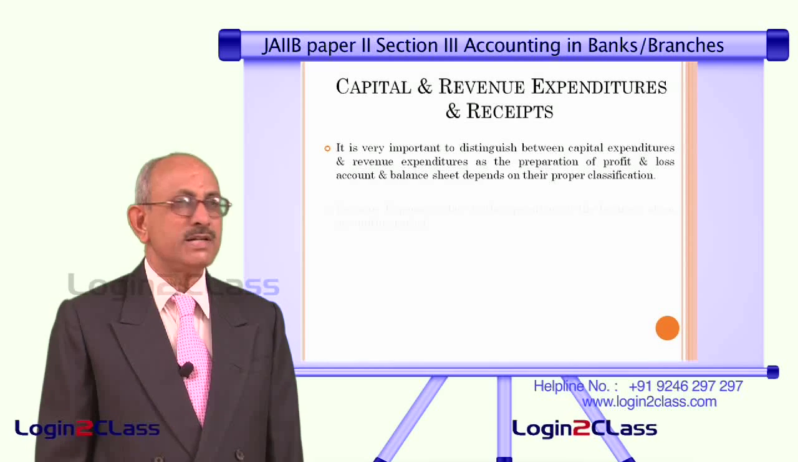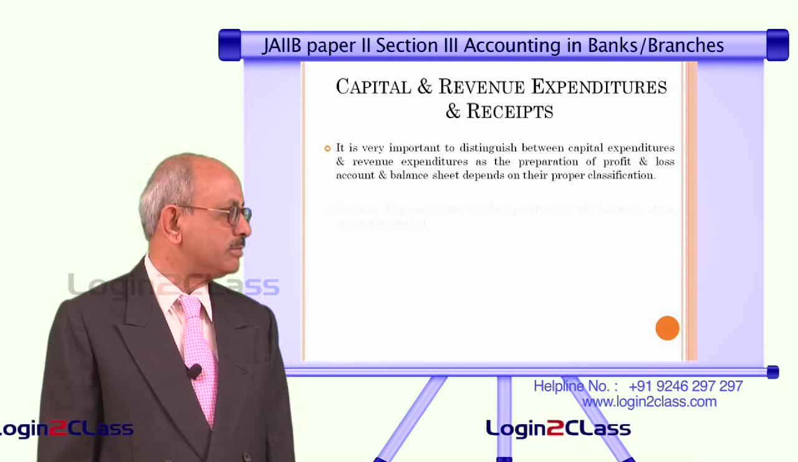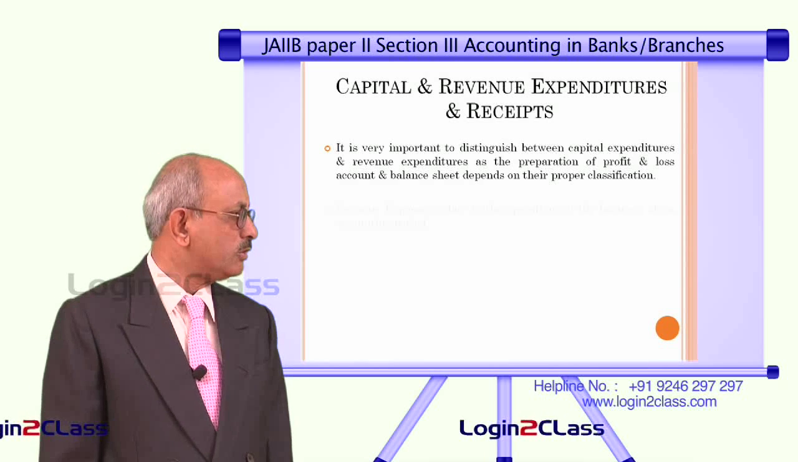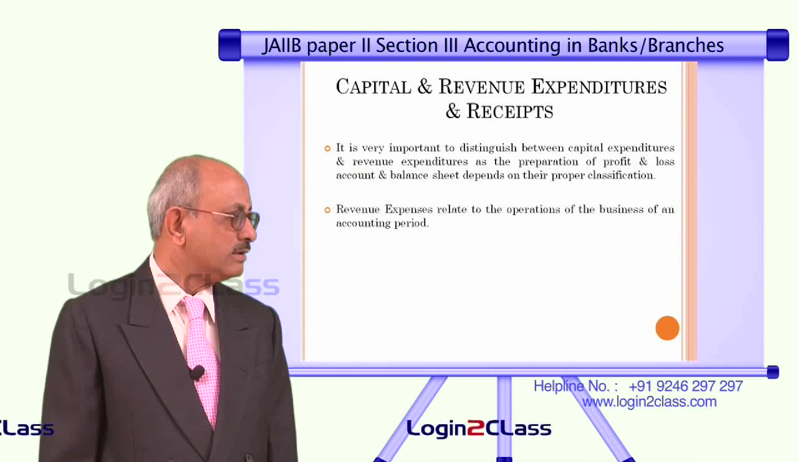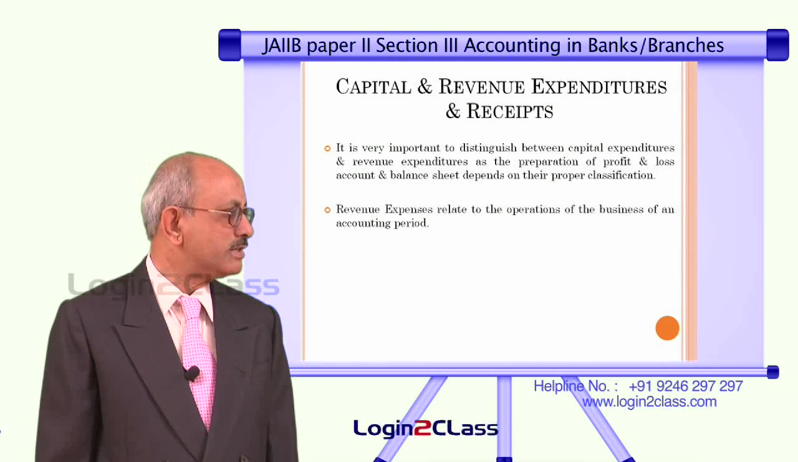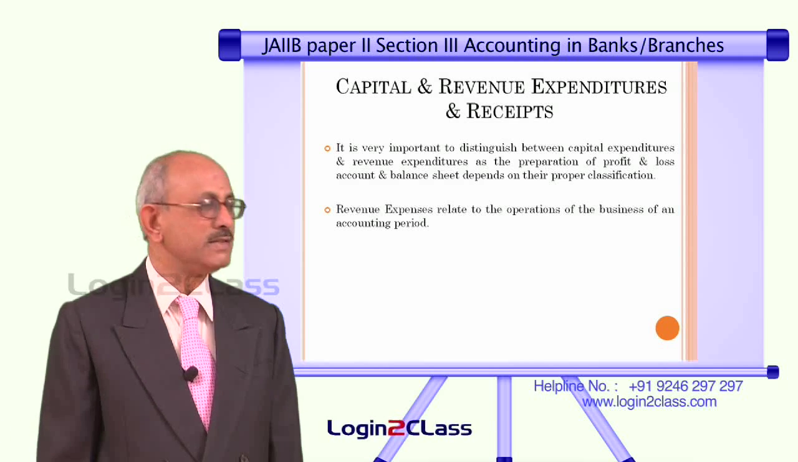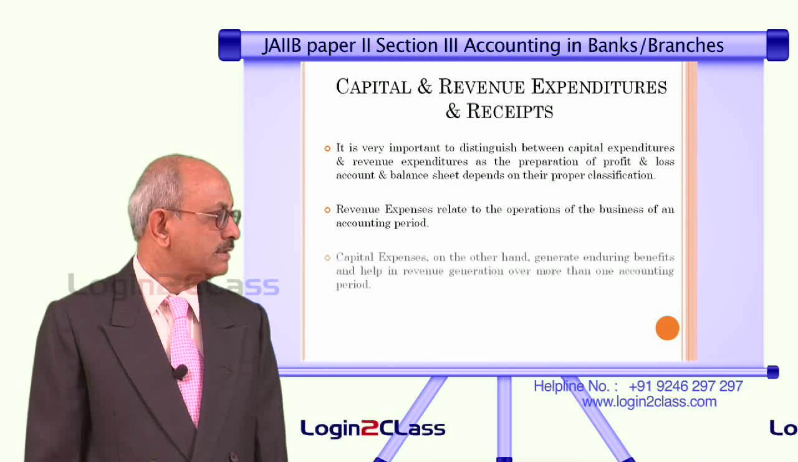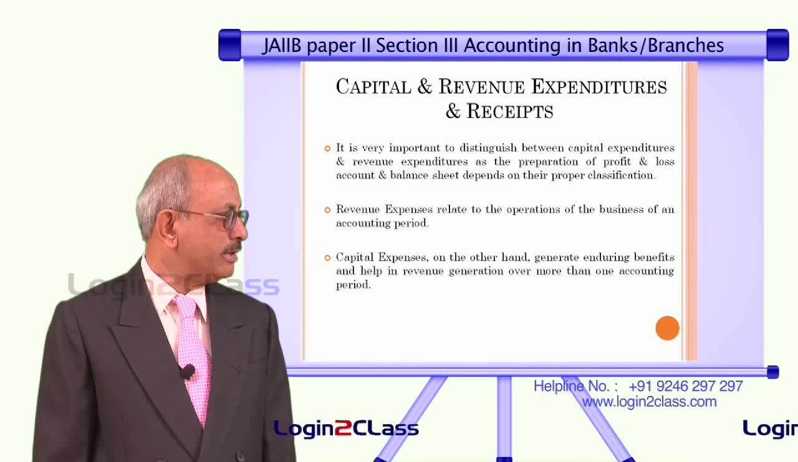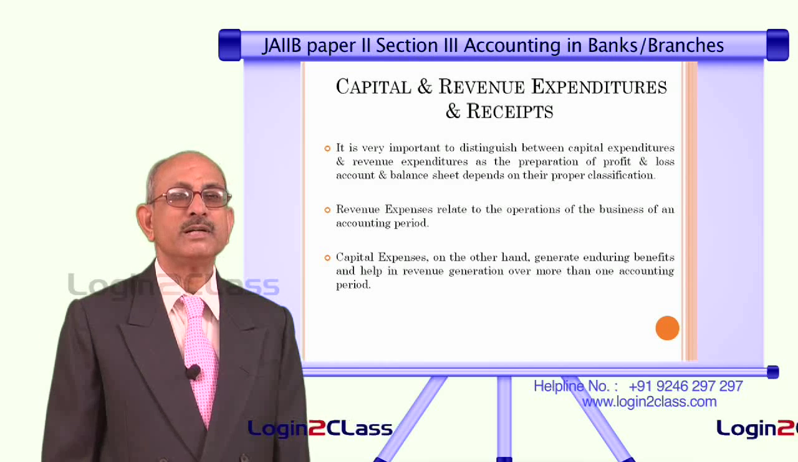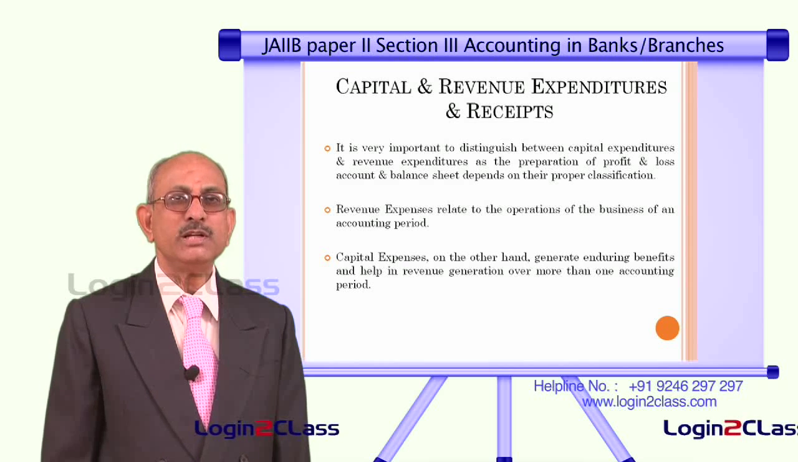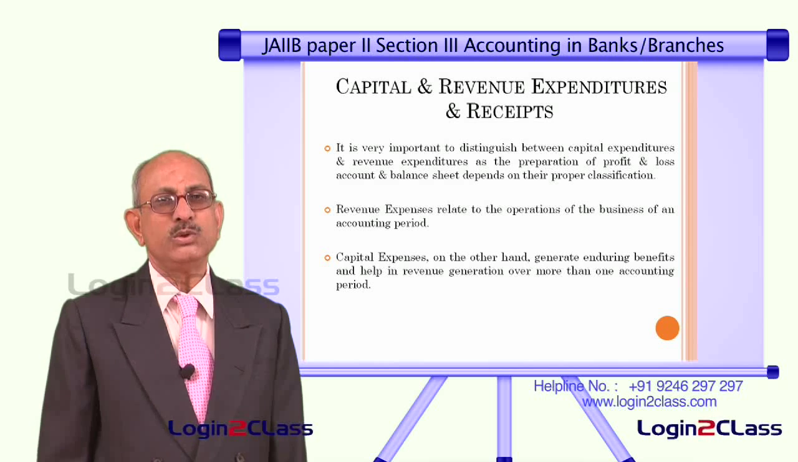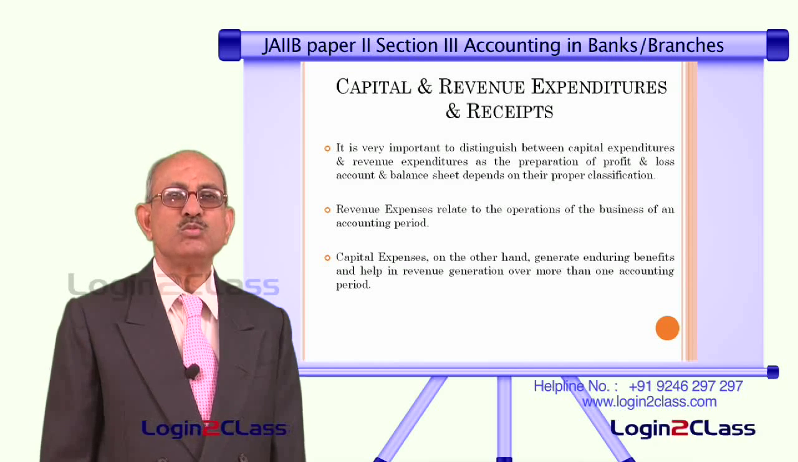So let us try to understand the meaning of revenue expenses and capital expenses. As we know, revenue expenses relate to the operations of the business of an accounting period. For example, salary paid to employees or the rent of the premises paid for that accounting period. These are all revenue expenses because they relate to the operations of the business of the entity. Capital expenses, on the other hand, generate enduring benefits and help in revenue generation over more than one accounting period. This definition is very important. A capital asset is one which generates enduring benefits. That means the benefits accruing to the entity from that expenditure will extend to more than one accounting period.